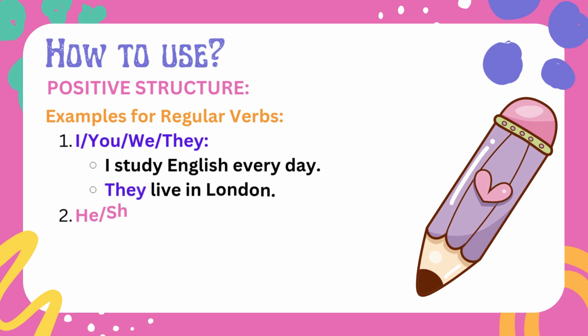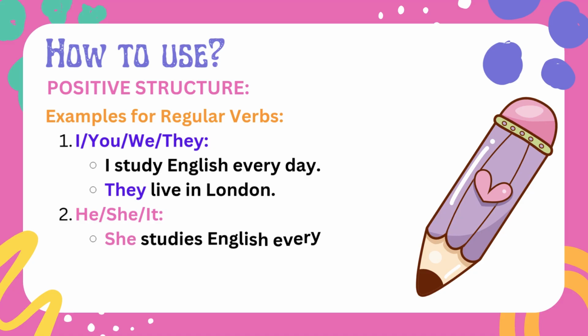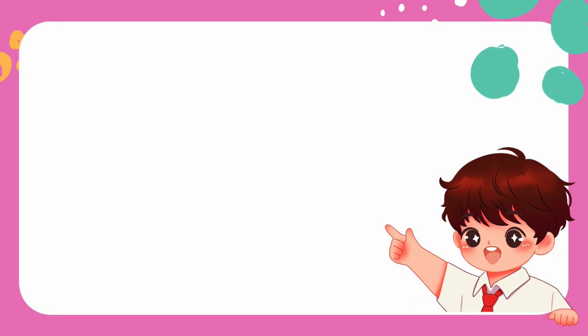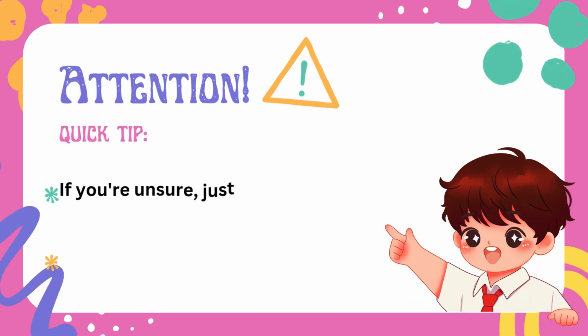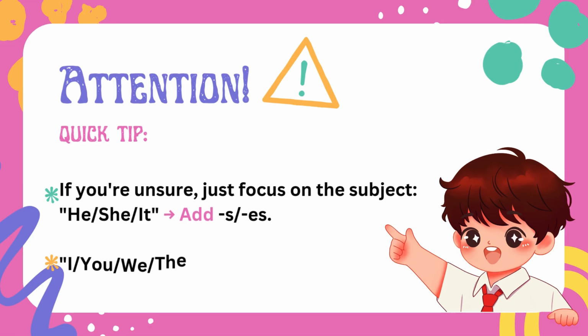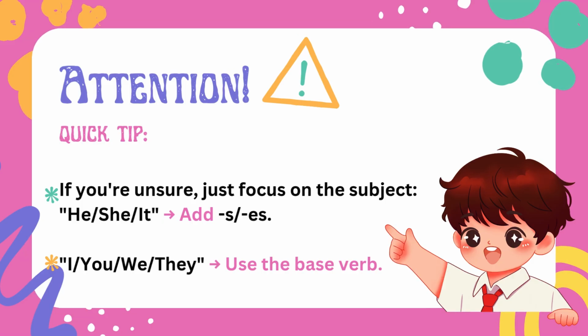Examples for regular verbs: I, you, we, they. I study English every day. They live in London. Using he, she, or it. She studies English every day. He lives in London. If you're unsure, just focus on the subject: he, she, it. Then you add s or es. Or you focus on I, you, we, they. There you would use the base verb.